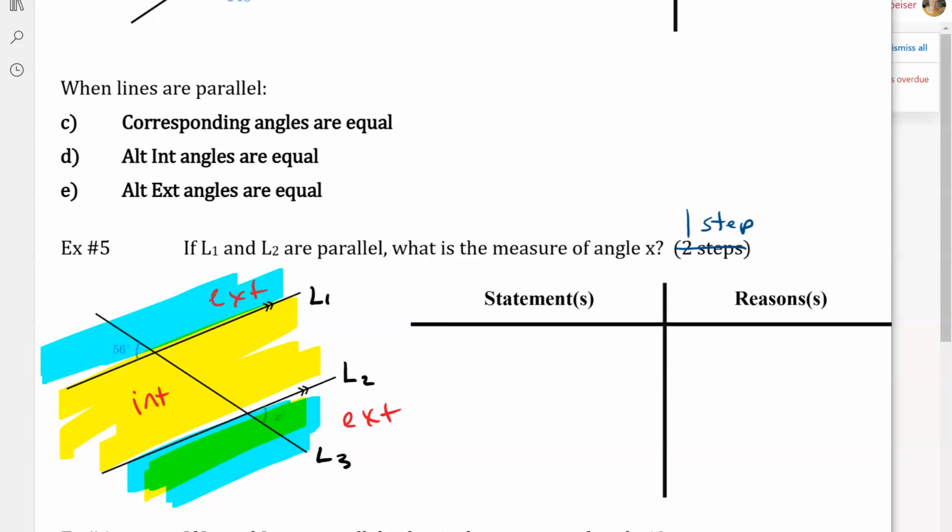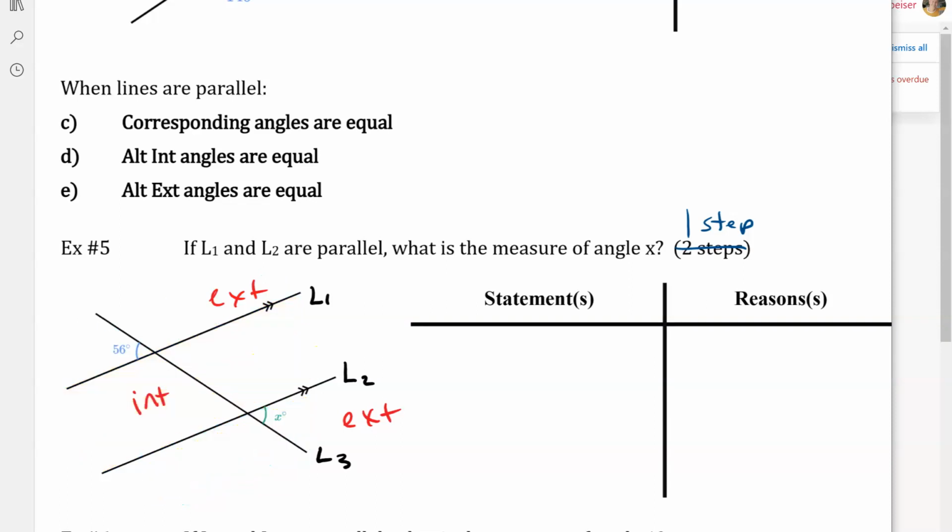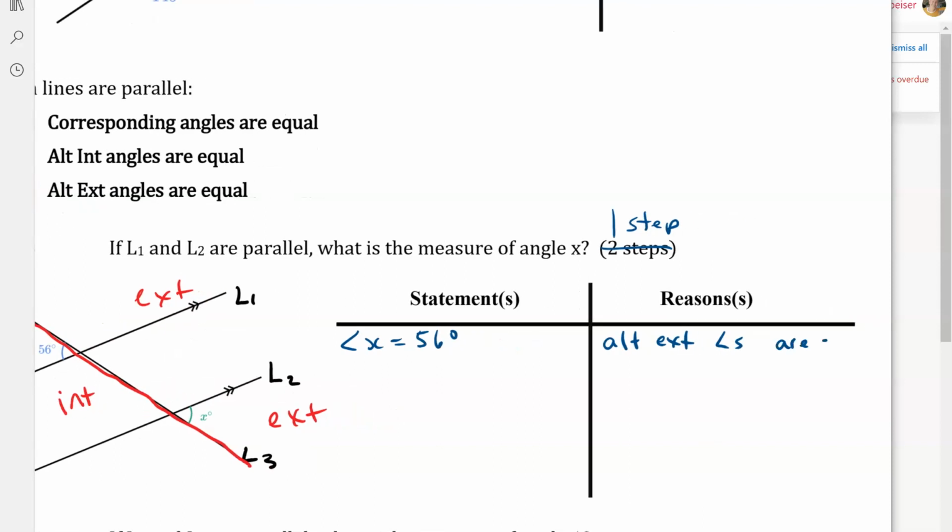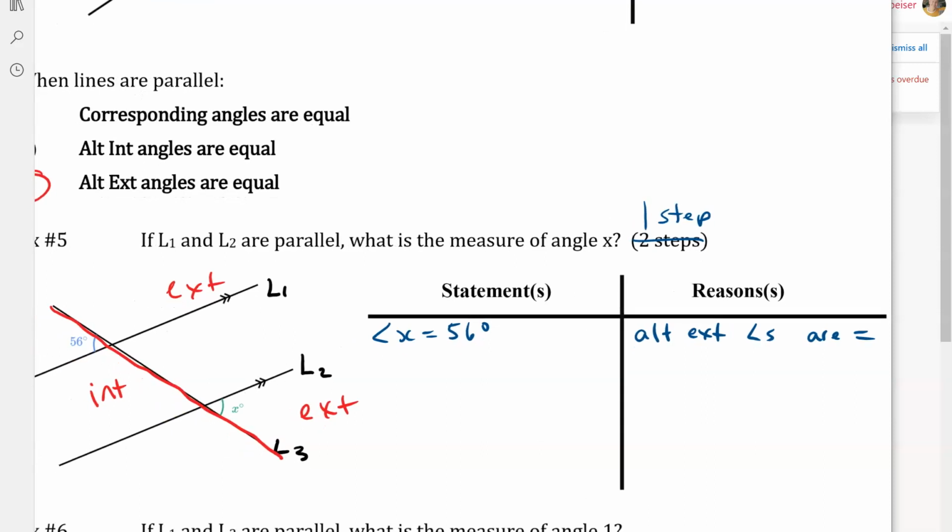So when we're talking about angle 56 and angle x, we are talking about exterior angles, and since they are on opposite sides of this transversal, this red L3, line number 3, it's a perfect example to use reason E, that alternate exterior angles are equal. So we can just say angle x equals 56 degrees, and the reason is that alternate exterior angles are equal. Perfect, we got it.